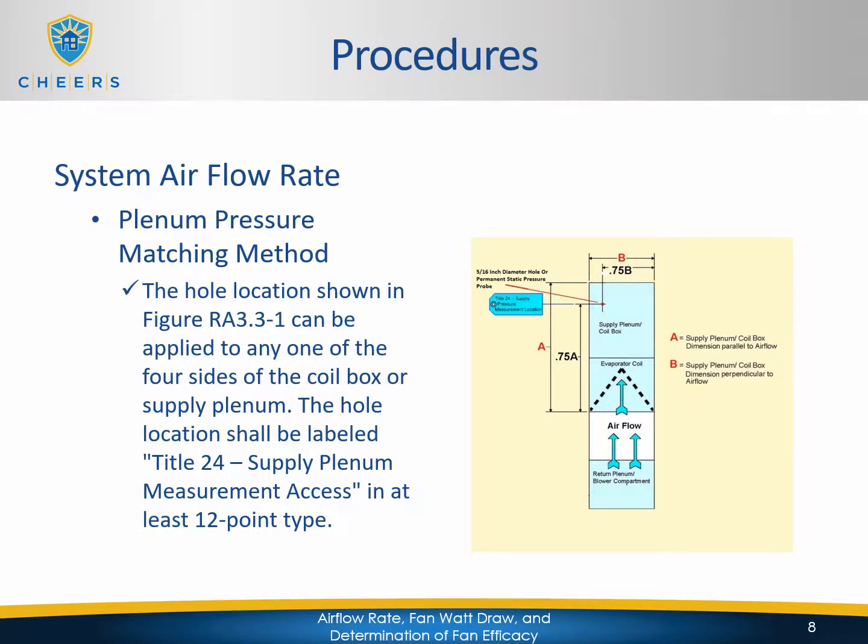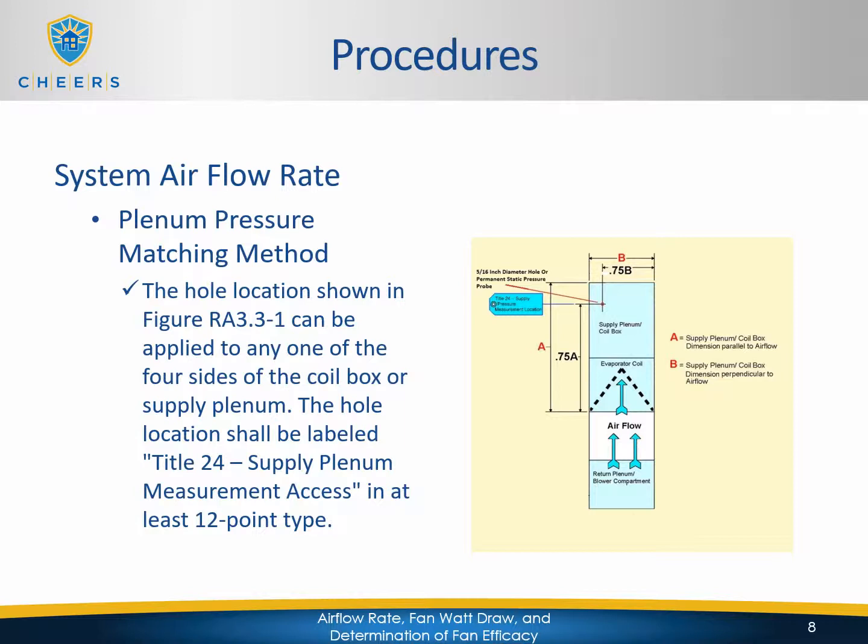And this is an example of what those access holes would look like and the location of them. So the hole location shown in figure RA 3.3-1, which is on the right hand side, can be applied to any one of the four sides of the coil box or supply plenum. The hole location shall be labeled Title 24 Supply Plenum Measurement Axis in at least 12-point type.